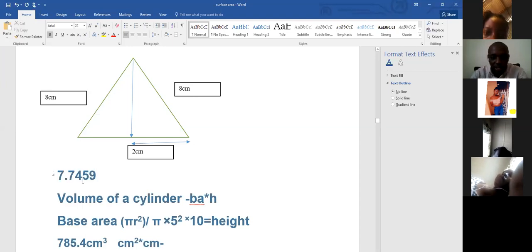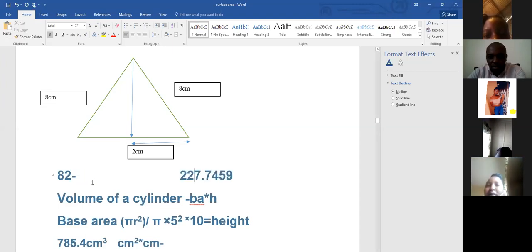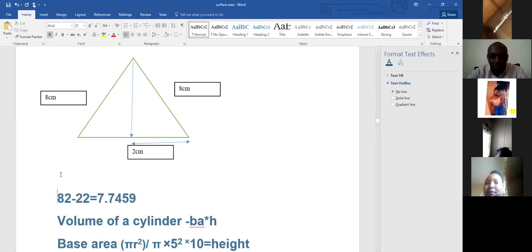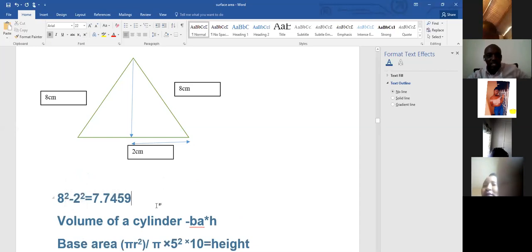So how have I found this one? 8 squared. We are in the last minute. 8 squared minus 2 squared. 2 squared is equals to, we are remaining with 1 minute. I'll have done everything that I need to do in 1 minute. So you can see this one, 1, 2, 3, 4. So this one now becomes 6. So this one is centimeters.